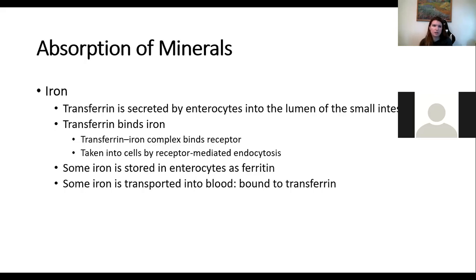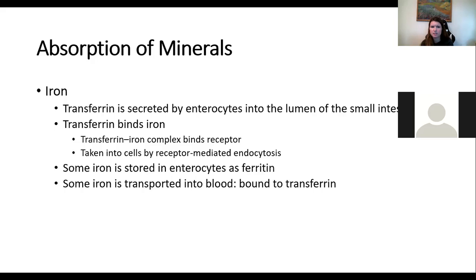Iron is another mineral that's super important to absorb. Important because we need it in order to have functioning hemoglobin, functioning red blood cells. We can end up anemic if we don't have enough iron. So iron needs to get into cells using transferrin. So we've seen transferrin before a little bit when we were talking about hemoglobin itself.